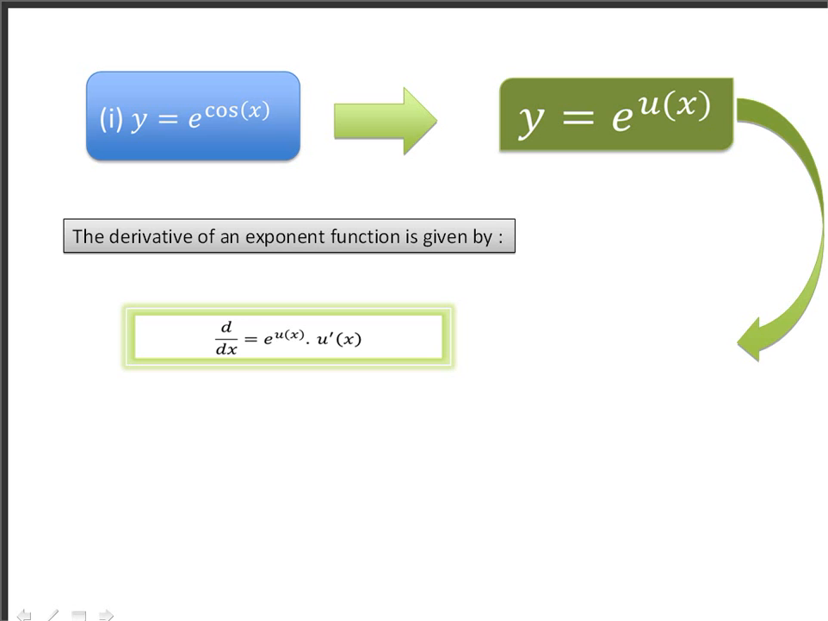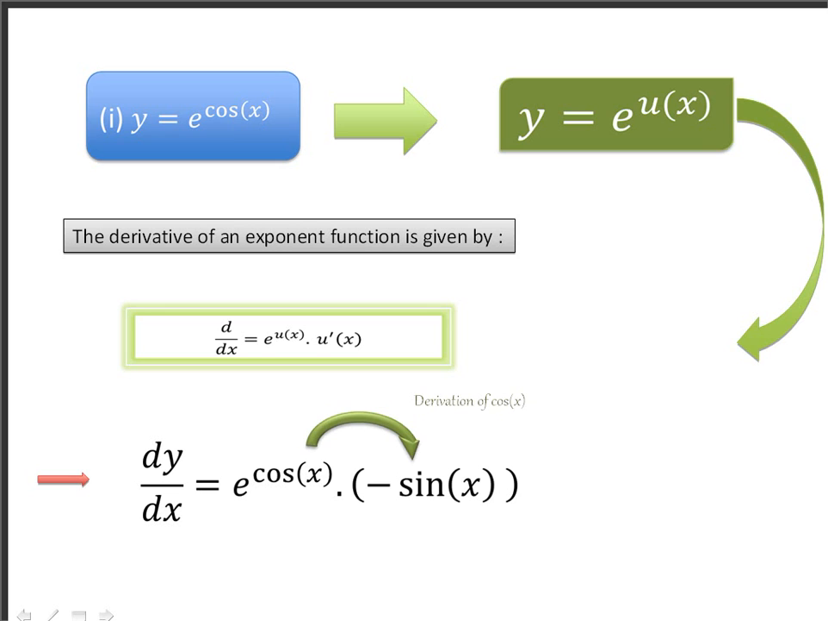Now that we know the rule for deriving an exponential function, we can answer our question. First thing we do is rewrite our e to the power of u of x. I've rewritten our e to the power of cos x, the original function. Next, we have to multiply this by the derivative of our u of x, which means the derivative of cos x. Now the derivative of cos x is minus sin x. Therefore, our answer is e to the power of cos x multiplied by minus sin x. And that's how we derive an exponential function. This is our answer right here.